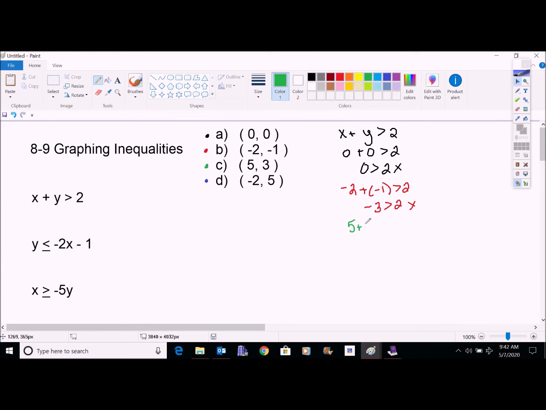Let's see if 5 plus 3 is greater than 2. Hopefully you're getting the idea here. 8 is greater than 2, so yay. Okay, so C is a solution here. Now, since I said that there are an infinite number of solutions, you always have to check all of these.